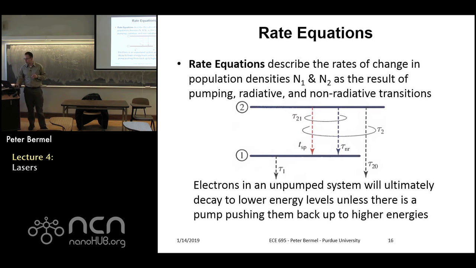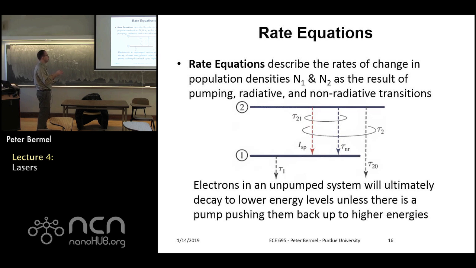What else is happening here? You can see there's a spontaneous emission process, going from 2 to 1. And we said that that's inherent to all these systems, so they always have spontaneous emission. So we must account for that. You can't avoid that. But then there are also potentially non-radiative transitions. We don't always have non-radiative transitions, but we may, and we should account for those in case they are happening.